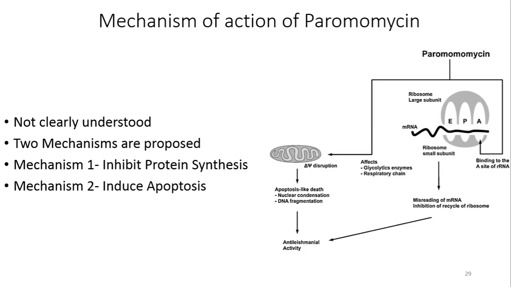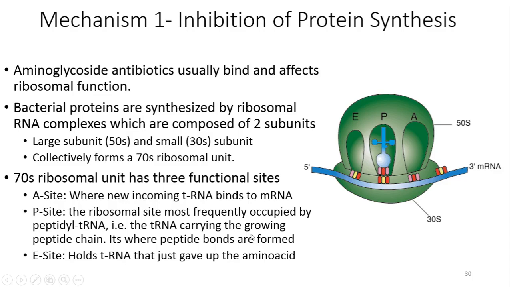So, still we have not clearly understood how this works in Leishmania, but still two mechanisms are proposed that try to explain how this paromomycin can function as a leishmanicidal agent. So, mechanism one involves inhibition of protein synthesis, while the second mechanism involves induction of apoptosis. Okay, well, let us discuss both of them one after another.